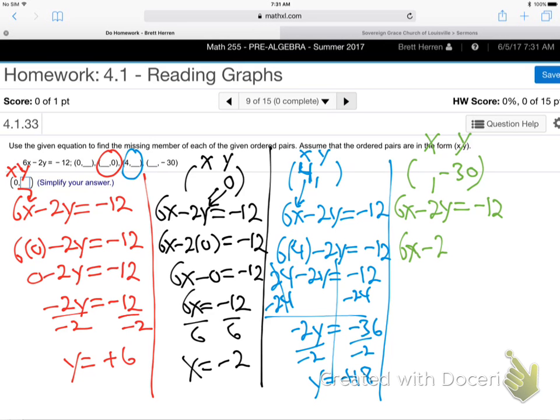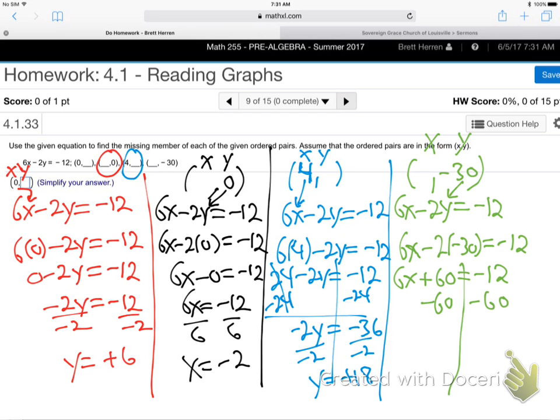So they're giving us y is minus 30. Plugging in y is minus 30. Work this out. 6x plus 60. Right? Two negatives make a positive there. And now we have to solve for x. How do we solve for x? Minus the 60.